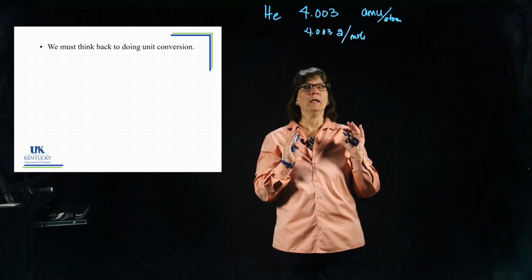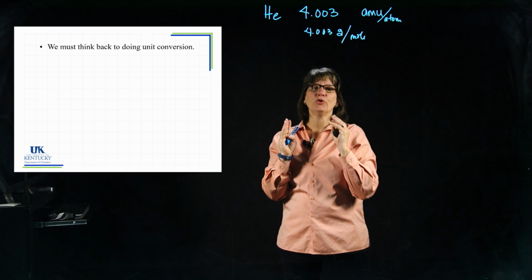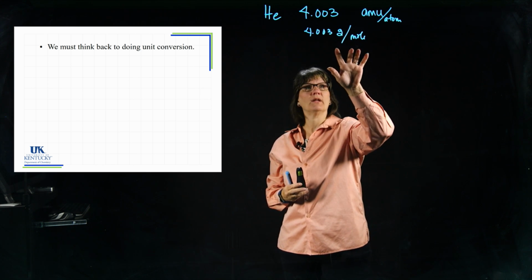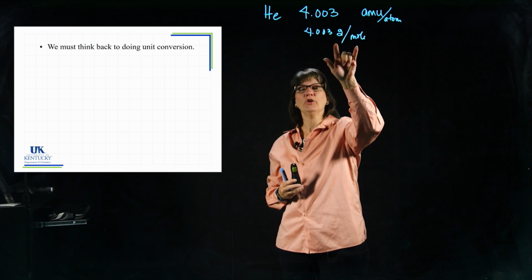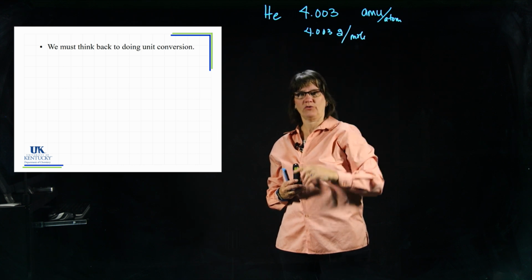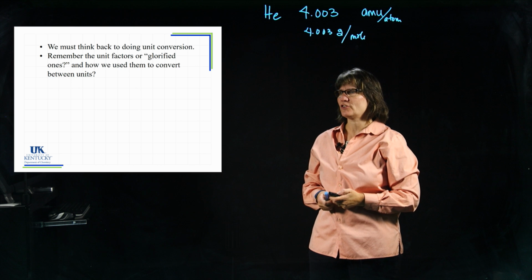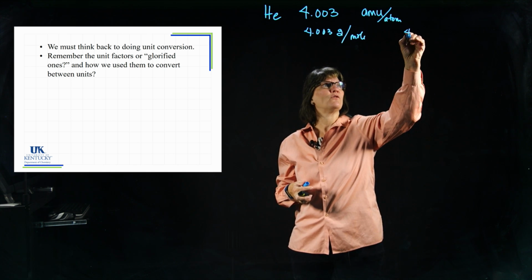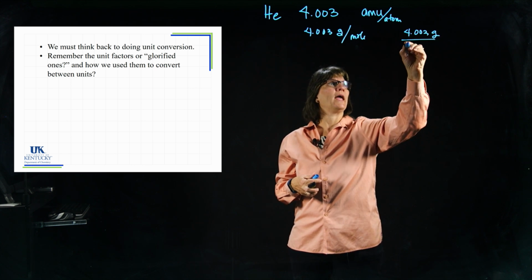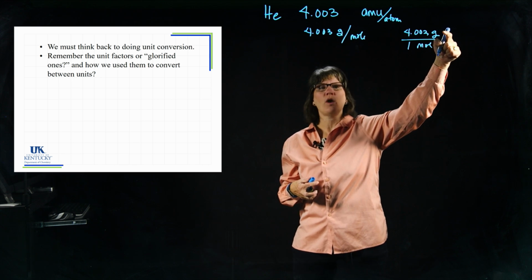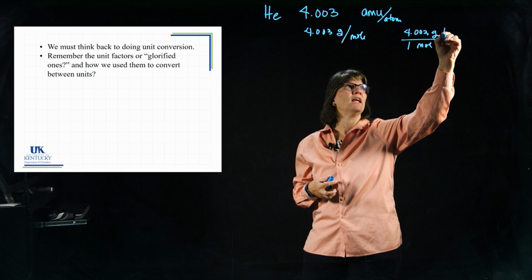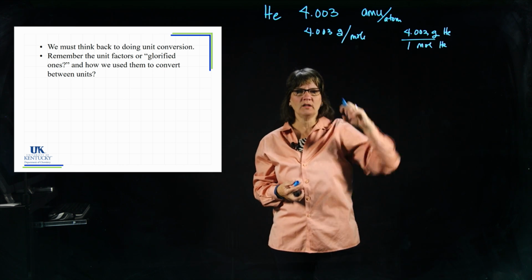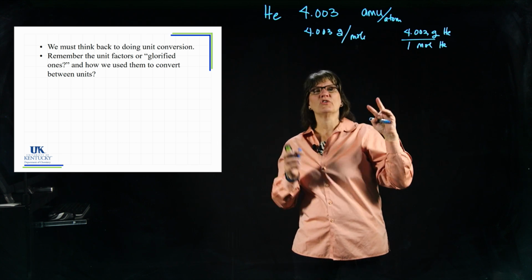Now we're going to apply this information to dimensional analysis problems, which is unit conversion. Whenever we have a fraction for a unit, we can use it to convert between those things. These are glorified ones. What do we mean by that? When we see 4.003 grams and 1 mole, the same quantity is in the numerator as in the denominator if we're talking about helium. This many grams of helium and 1 mole of helium are the same quantity, so this is a glorified 1.